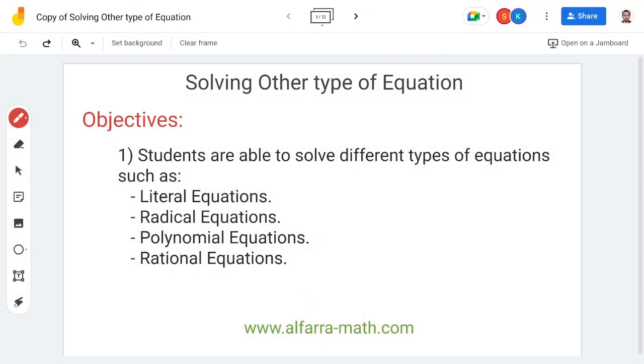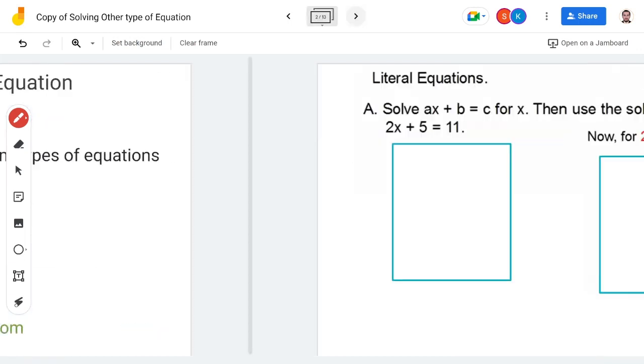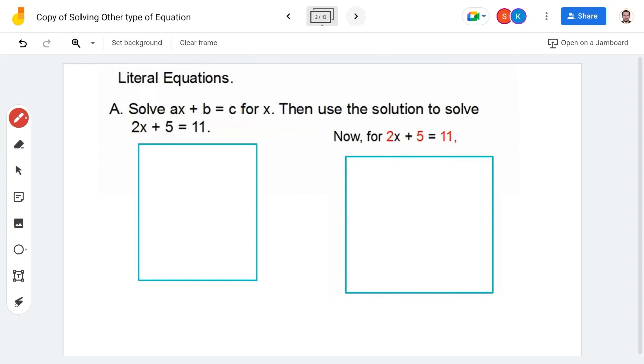For our lesson, today we're going to take the last lesson, Module 1, which is solving other types of equations. We already know this, but we'll go through all of them. So we have the literal, radical, polynomial, and rational equations. Last week we studied the quadratic equation, and now we are going to continue with other types of equations.